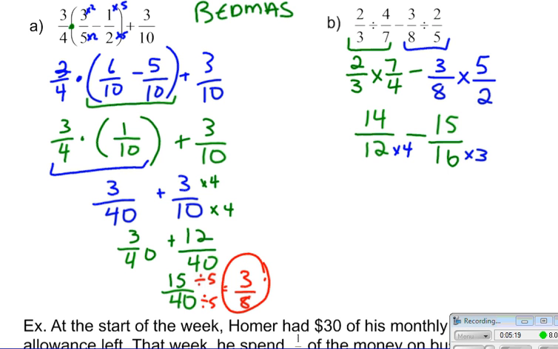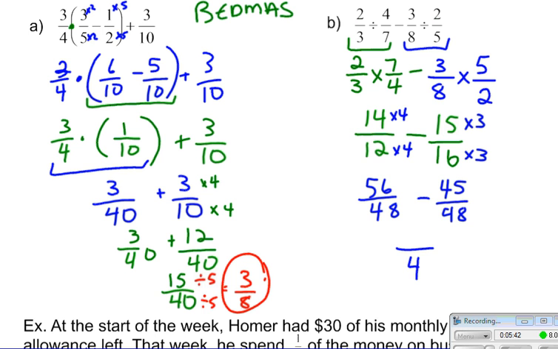So these numbers are going to be much more manageable to deal with. If we go 12 times 16, we're dealing with big numbers and it can get ugly fast. So this is what we're going to do. We're going to use a common multiple technique. And so when we do this, we get 56 over 48, take away 45 over 48.